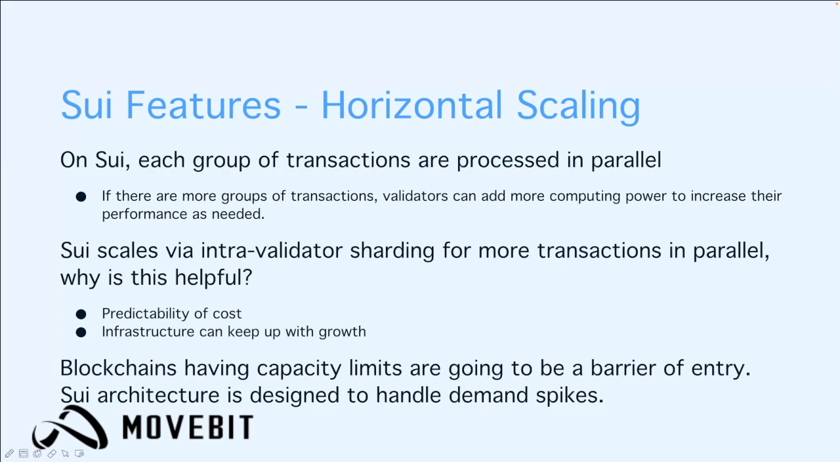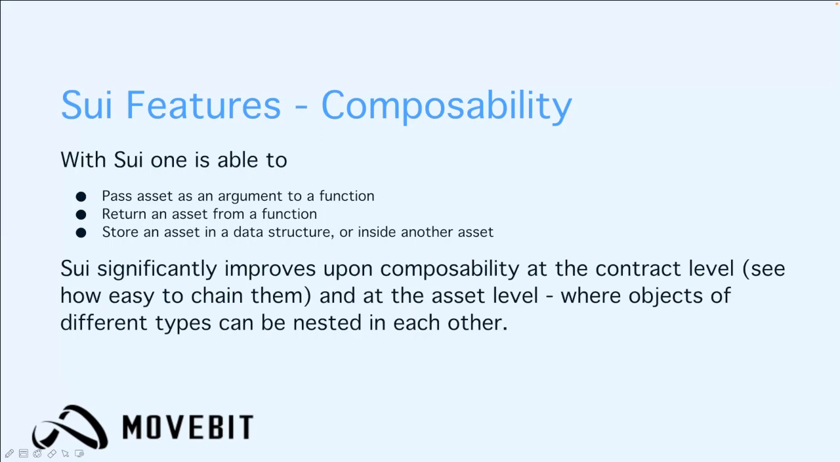Next, we'll talk about the composability of Sui. With Sui, one is able to pass an asset as an argument to a function and return an asset from a function. And lastly, one can also store an asset in a data structure or inside another asset. Sui significantly improves upon composability at the contract level and also at the asset level, where objects of different types can be nested in each other.